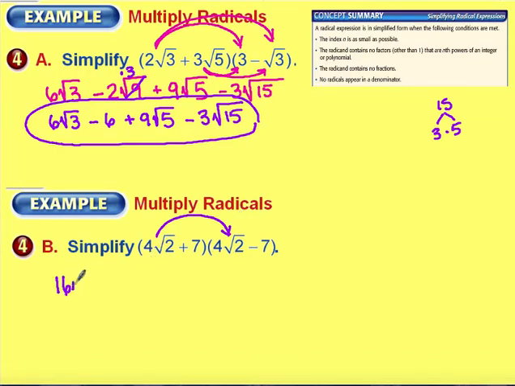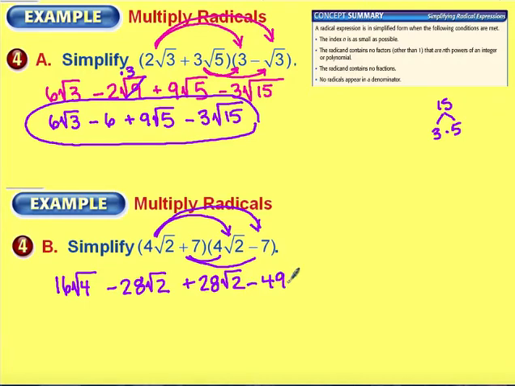That gives me 16 square roots of 4. I'm going to do my outsides, which give me negative 28 square roots of 2. My insides give me positive 28 square roots of 2. And my lasts give me negative 49.